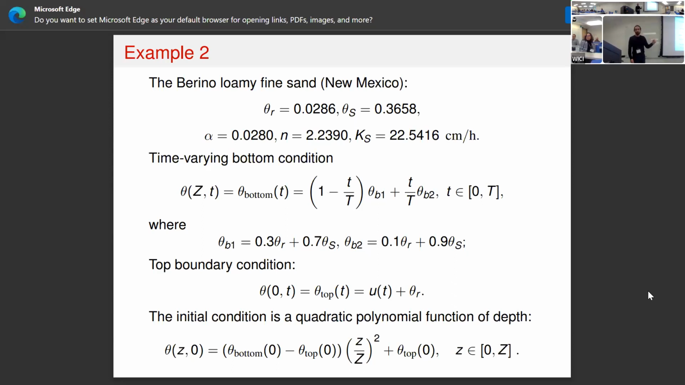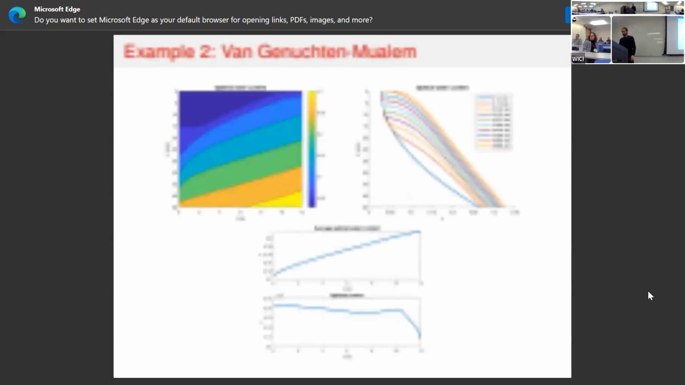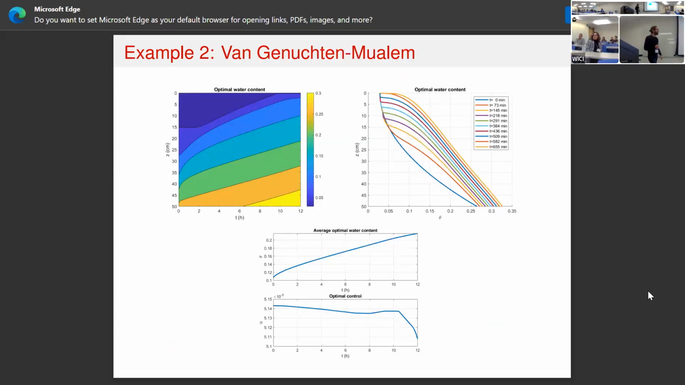Yeah. So I'll just show the last simulations associated with this soil. Also in this case, we can determine an optimal control that has a certain behavior and leads the water content to almost a steady state profile.